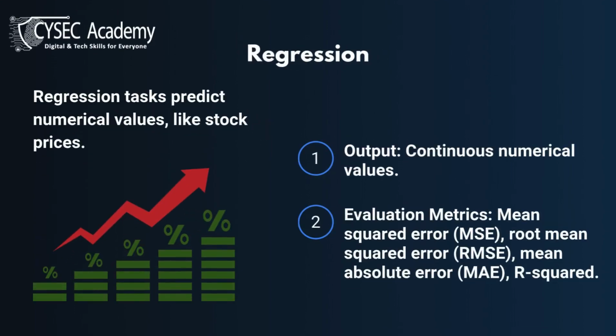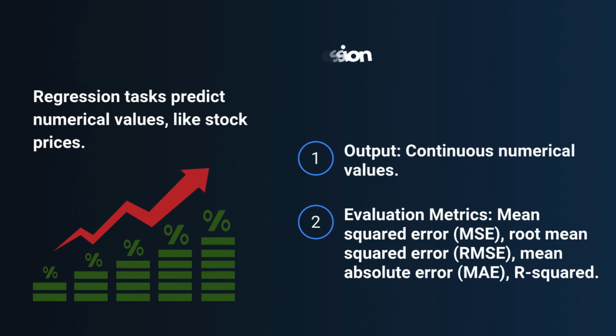2. Regression. Regression focuses on predicting continuous numerical values based on input features. Key characteristics of regression include: 1. Output. Continuous numerical values. 2. Evaluation metrics. Mean squared error, MSE, root mean squared error, RMSE, mean absolute error, MAE, R squared. Examples: house price prediction, temperature forecasting, sales prediction.